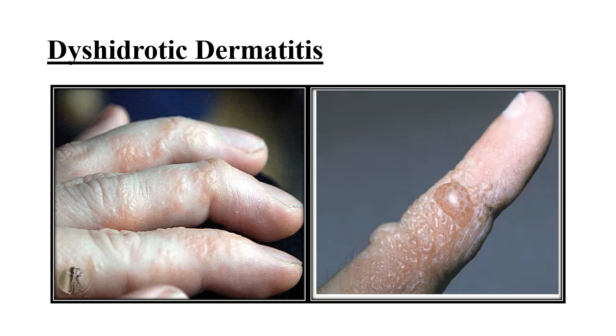Now, this is a picture of dyshidrotic dermatitis. In this, we can see the pruritic vesicles on the lateral fingers. Now, in contrast to spongiotic vesicles at other sites, in dyshidrosis, they often remain intact.